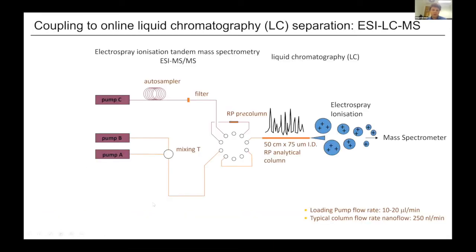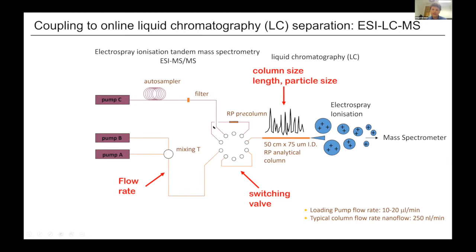Now, just one slide on the coupling of liquid chromatography to electrospray ionization. This is a critical step to enable mass spectrometry-based proteomics. What's shown here is a scheme of an HPLC system, on the left-hand side, where we use a switching valve to coordinate two different types of liquid chromatography columns. These two columns operate at different flow rates. Pumps A and B produce a flow that flows through the analytical column, and this analytical column has a very narrow diameter of 75 micrometers.